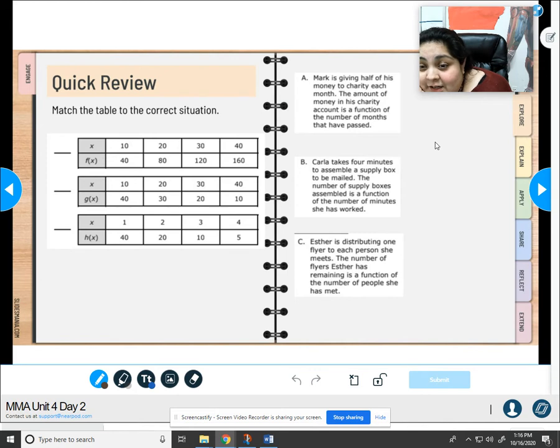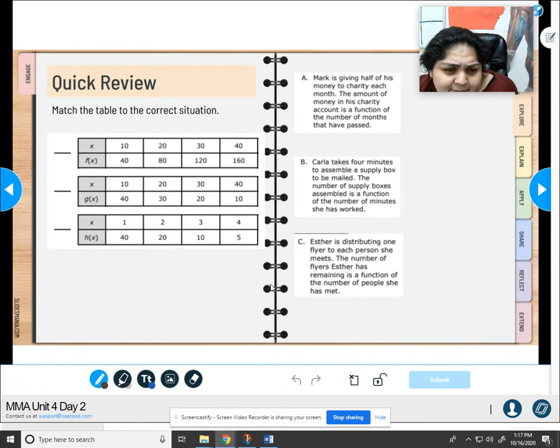Okay. Carla takes 4 minutes to assemble a supply box to be mailed. The number of boxes assembled is a function of the number of minutes that she works. So it takes her 4 minutes to assemble a supply box. Okay, so I don't think that she can have so many in a minute. So it can't be one of these right here. 1 minute, she has that. Doesn't make sense. But it could be over here where it says that each month he's giving them half.